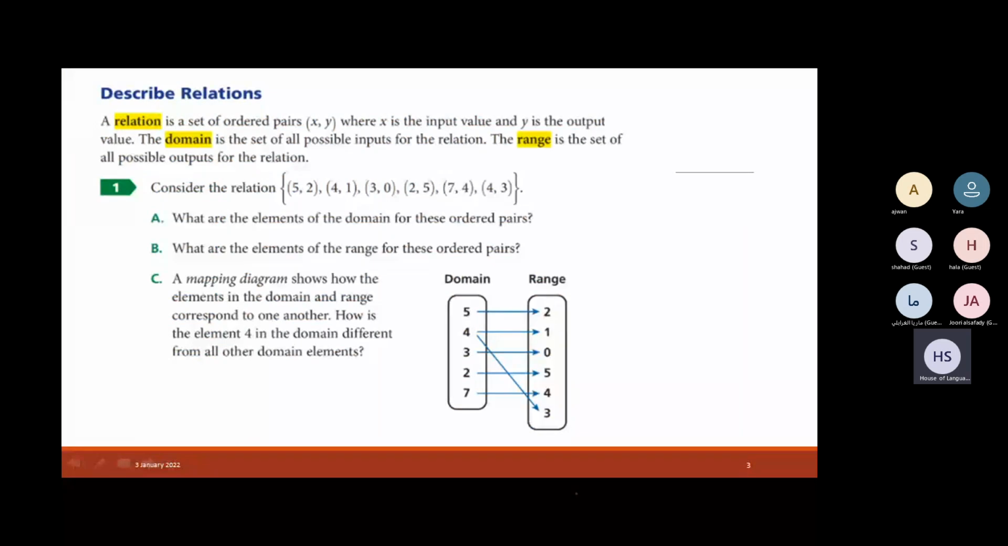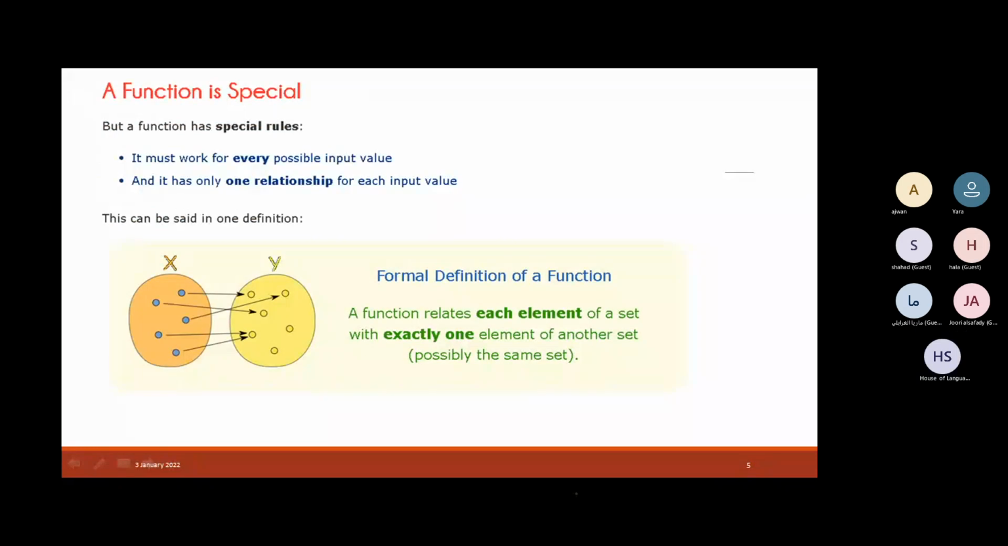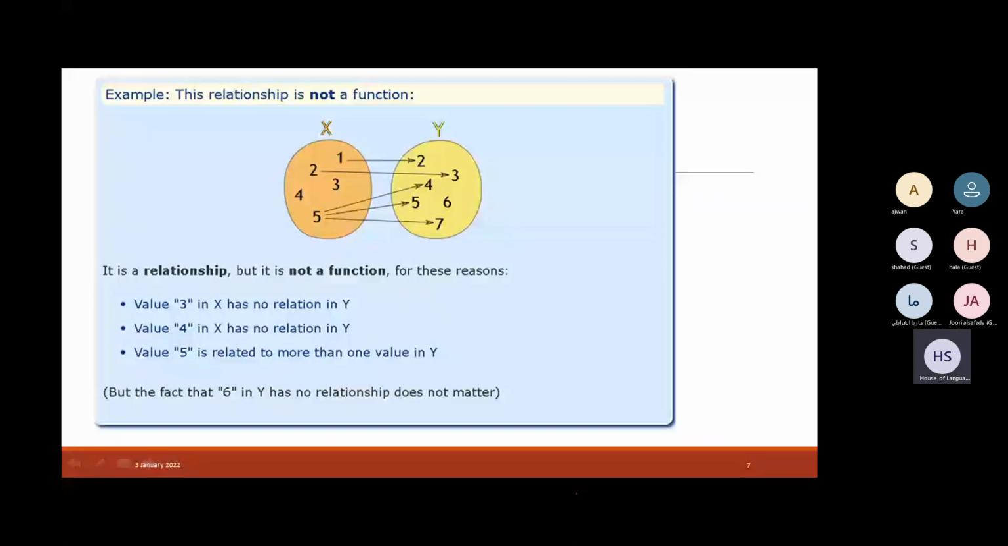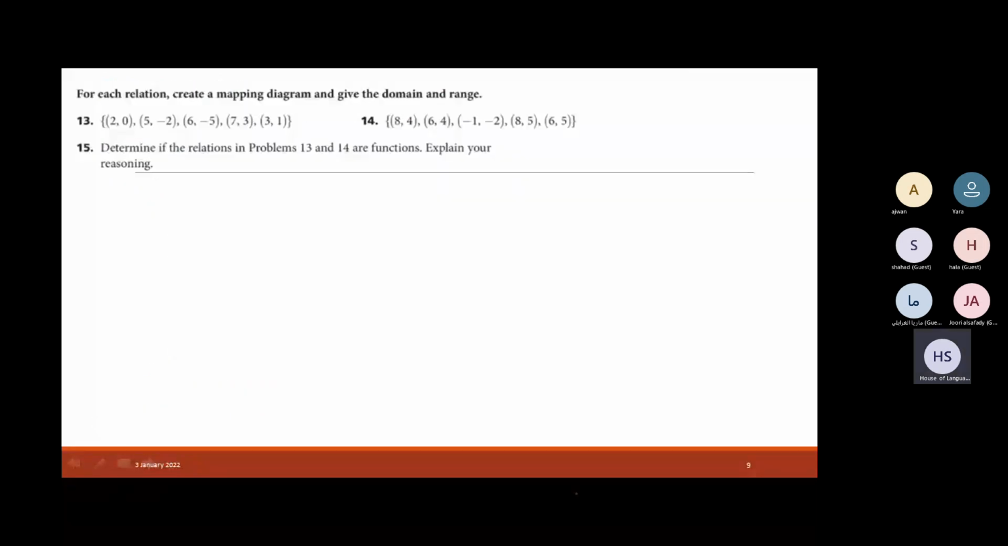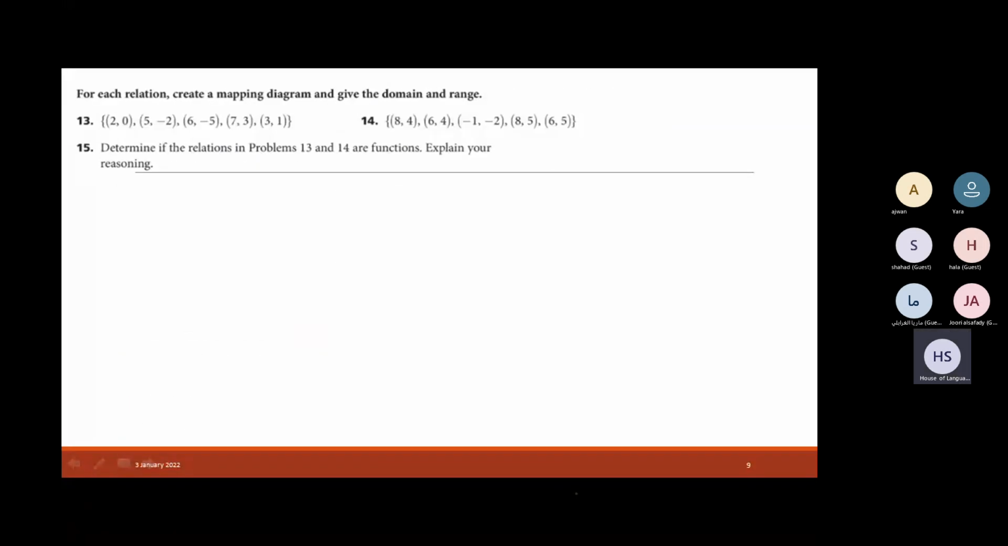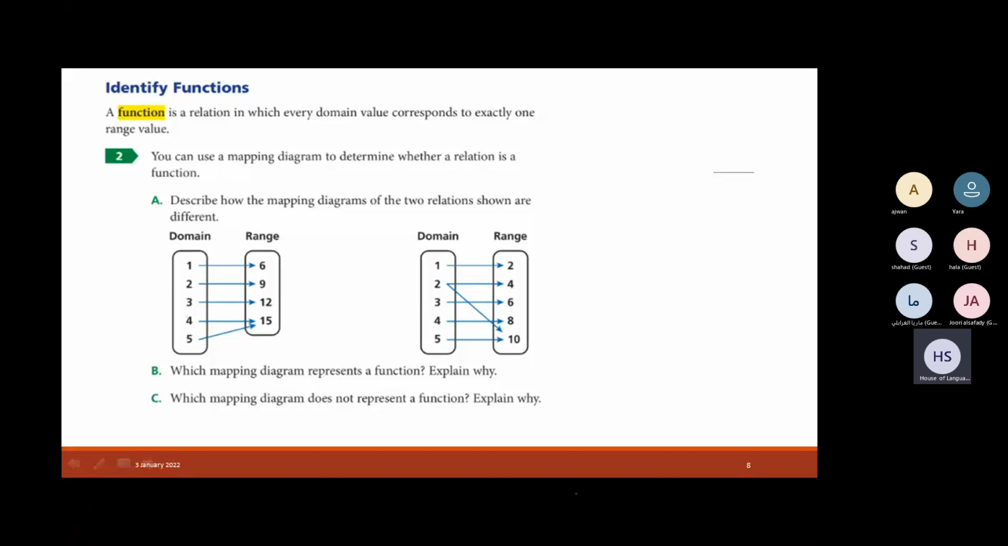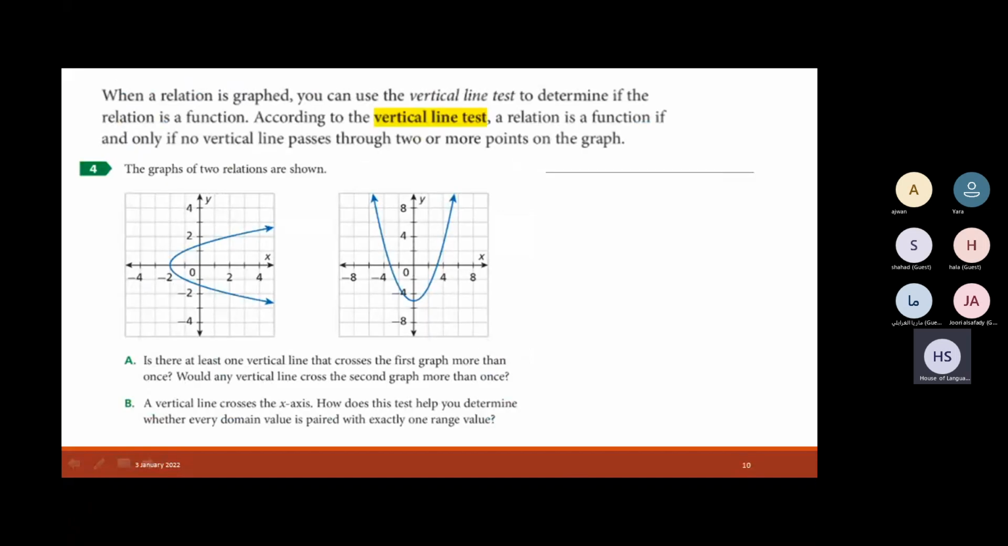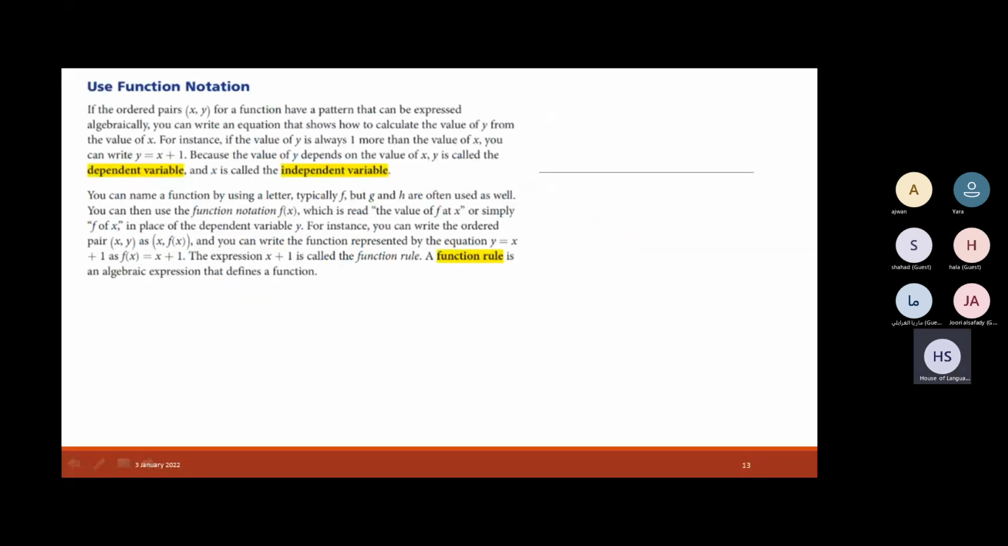We say that we have a domain, which are the values of x, and the range, which are the values of y. And we said, how can we know if it is a function or not? One of the ways is by drawing the map, the second way is by the vertical line test if I have a graph. And then we talk about the function notation, how can we determine what is the value of the function.